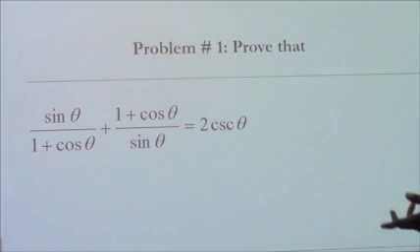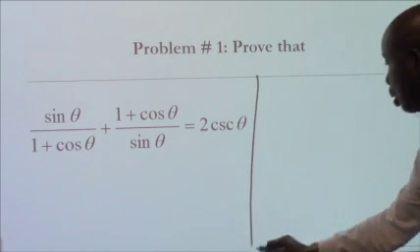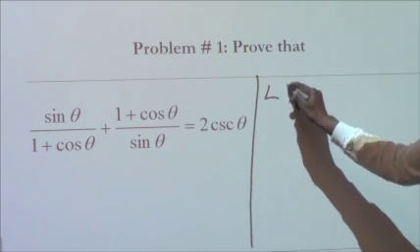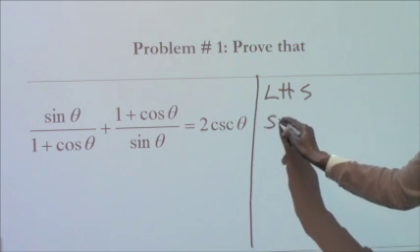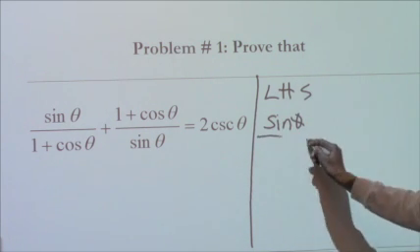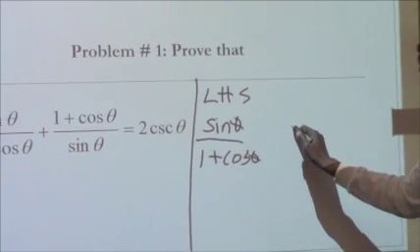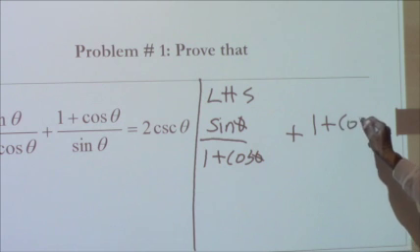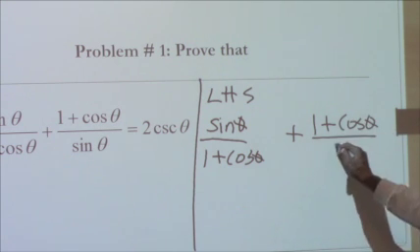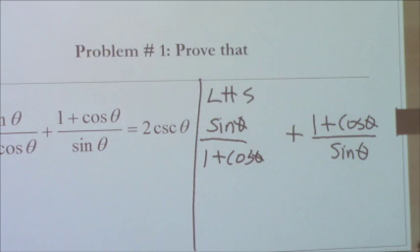What can we possibly do over here to be able to get cosecant squared? Well, let's see. We are taking the left hand side. So I'm going to say left hand side here. So we're going to be taking sine theta over 1 plus cosine theta plus 1 plus cosine theta over sine theta. And so we're going to be adding this, to see if we can get the other side.